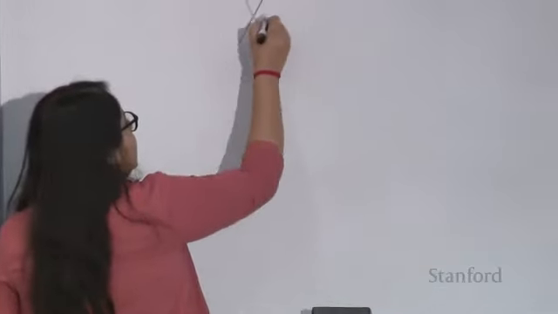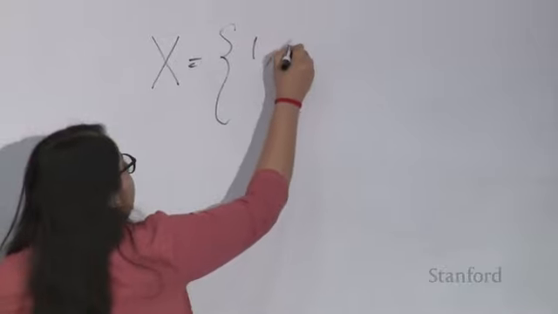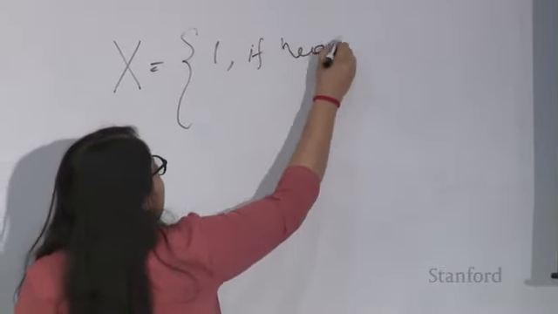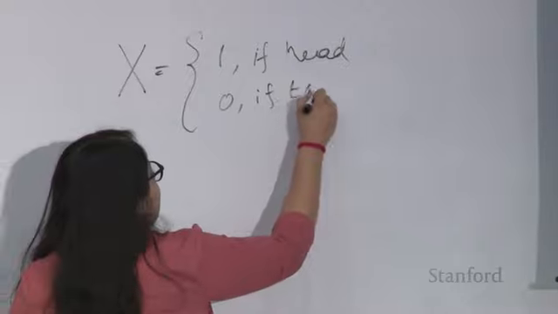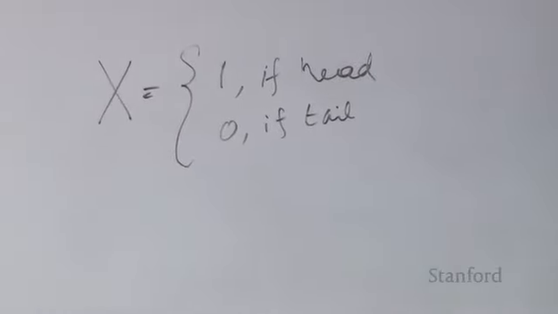Can anyone tell me what a random variable is? Anyone? Guesses? Okay. A random variable is basically when we map the outcome of a random process to a number, right? For instance, we usually denote random variables by a capital letter. So I can say X will be 1 if I get a head and 0 if it's a tail.